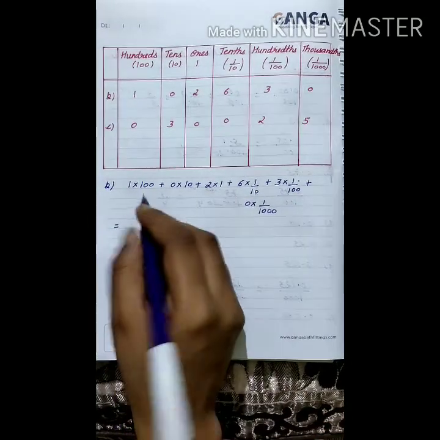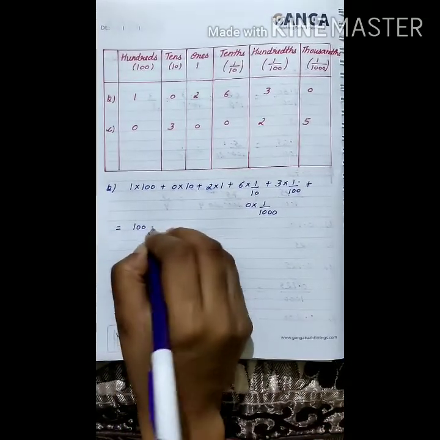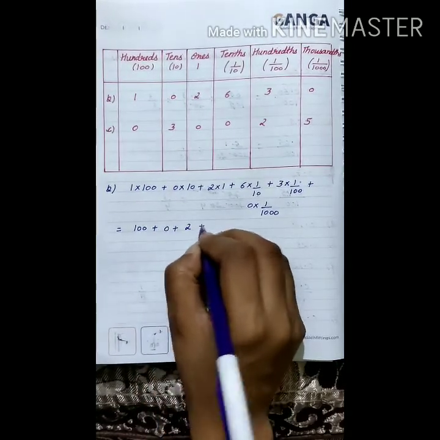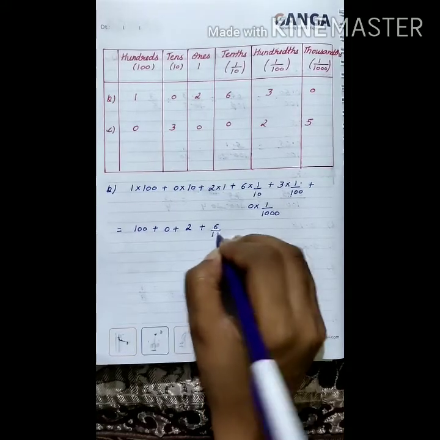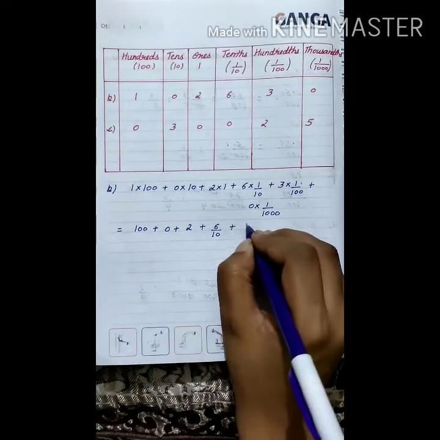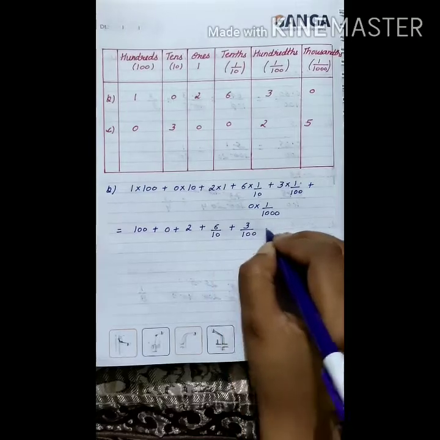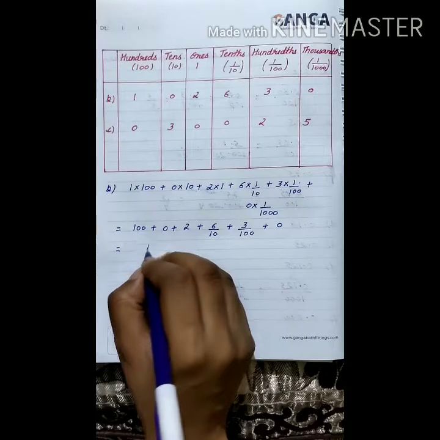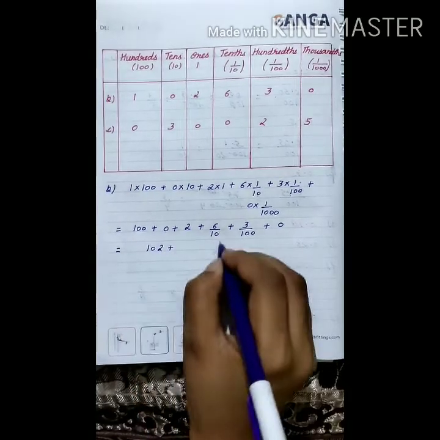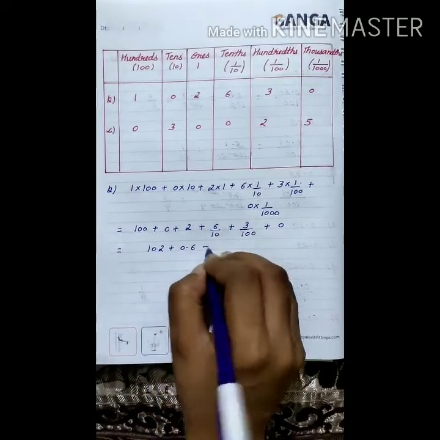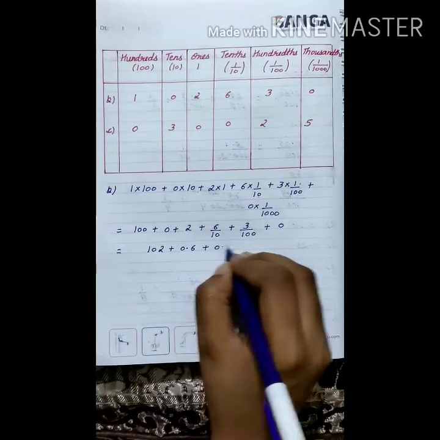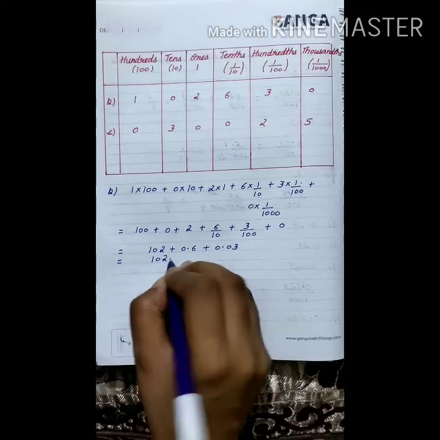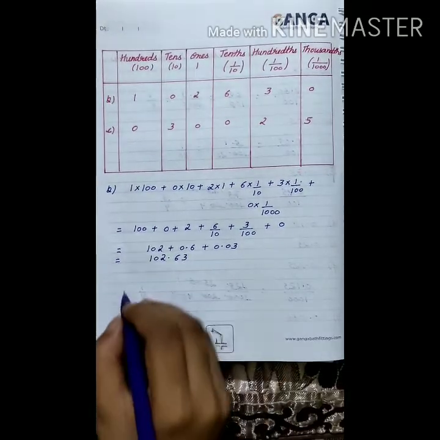In the next step we will write 1 multiply 100 is 100, plus 0 multiply 10 is 0, plus 2 multiply 1 is 2, plus 6 multiply 1 upon 10 is 6 upon 10, plus 3 multiply 1 upon 100 is 3 upon 100, plus 0 multiply 1 upon 1000 is 0. Now 102 plus 6 upon 10 is 0.6, plus 3 upon 100 is 0.03. So the answer will be 102.63.